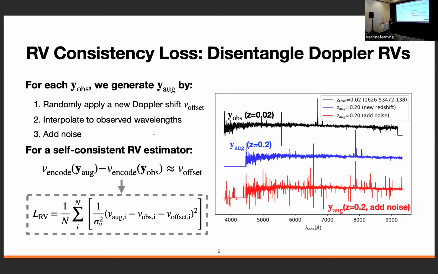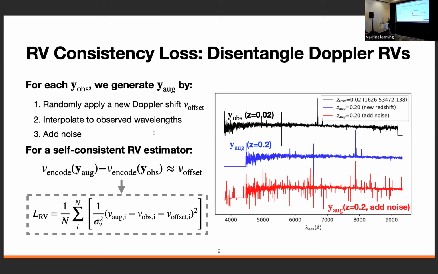Lastly, we will use the RV estimator to estimate the RV offset between the input and the augmented spectrum. So if you take a closer look at my RV consistency loss, you will find that I'm just comparing the predicted RV offset to the injected RV offset and I ask for agreement.